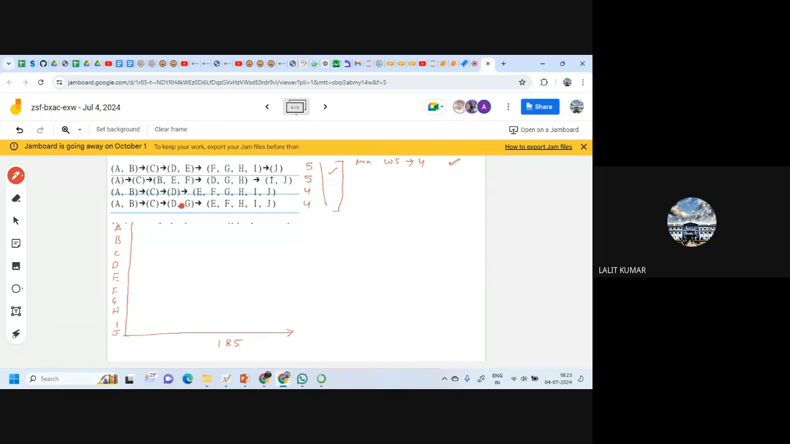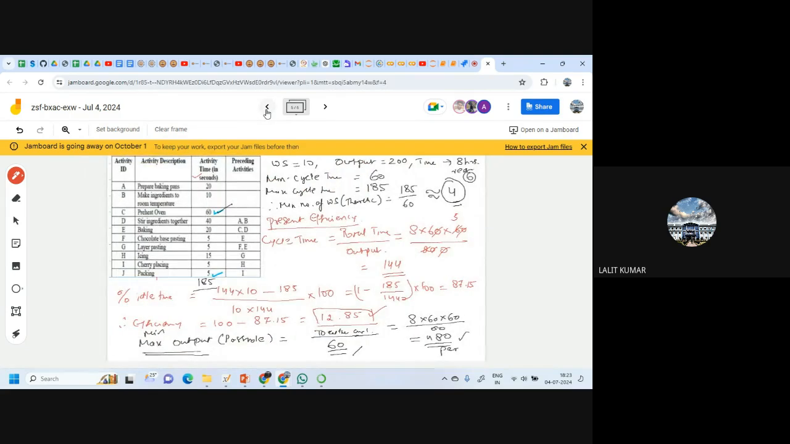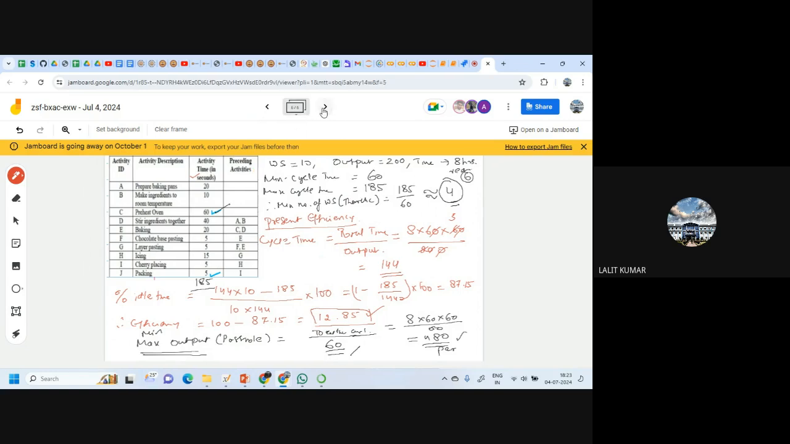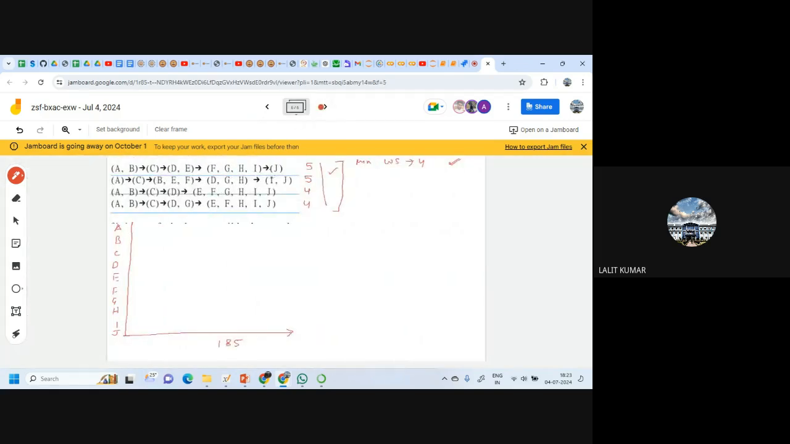So what do we do? We make a chart like this and we start making the timings. A is 20 and there is no condition with that. So A can be done, for example, in 20 seconds. And here we make 20, 40, 60, 80, 100, 120, 140, 160, 180 and 200. So this has no precondition. A can be achieved.